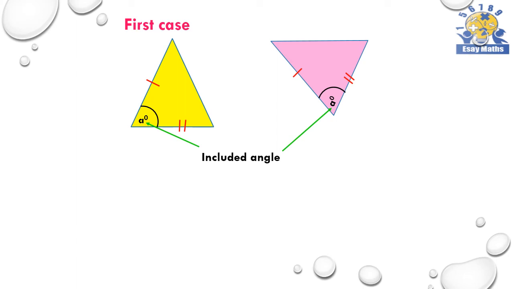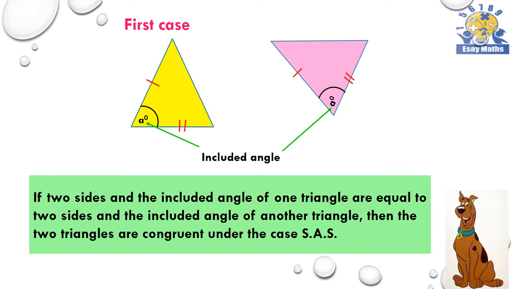Here we are considering two sides and the included angle of one triangle and two sides and the included angle of the other triangle. If two sides and the included angle of one triangle are equal to two sides and the included angle of another triangle, then the two triangles are congruent under the case side angle side. I think now you have a real image of the first case, side angle side.